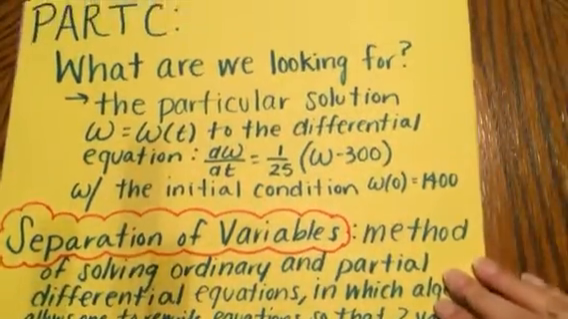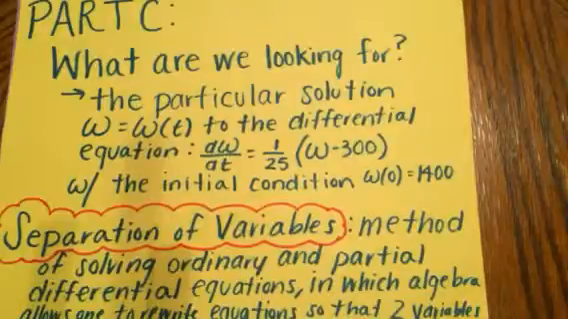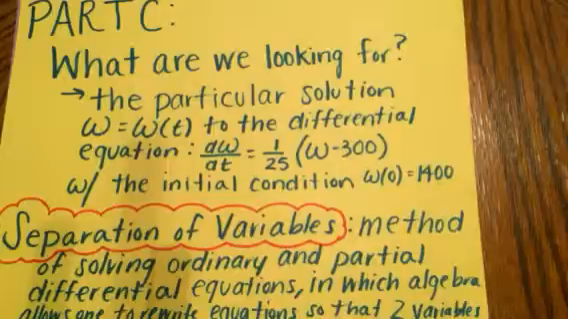Now for part C. What are we looking for? Well, the particular solution of W, which is equivalent to W(t), to the differential equation. W'(t) is equivalent to the function as follows, with the initial condition W of 0 equals 1400.